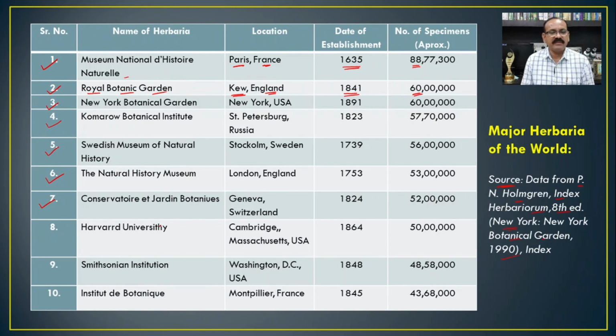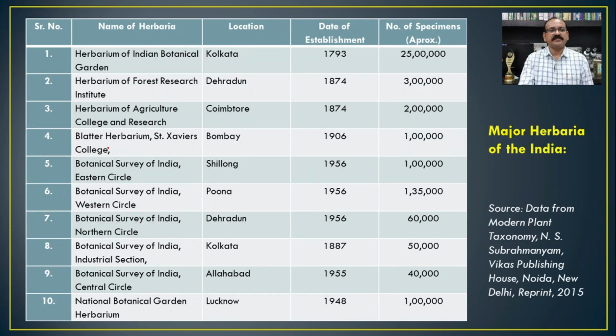Then the Conservatory of Botany from Geneva, Switzerland, Harvard University from Cambridge, USA, the Smithsonian Institution from Washington DC, USA, and the Institut de Botanique from France. These different numbers in lakhs are available in the form of species in the herbarium. So even on this basis, you can see how large the number of plant specimens is in the herbaria maintained by different countries.